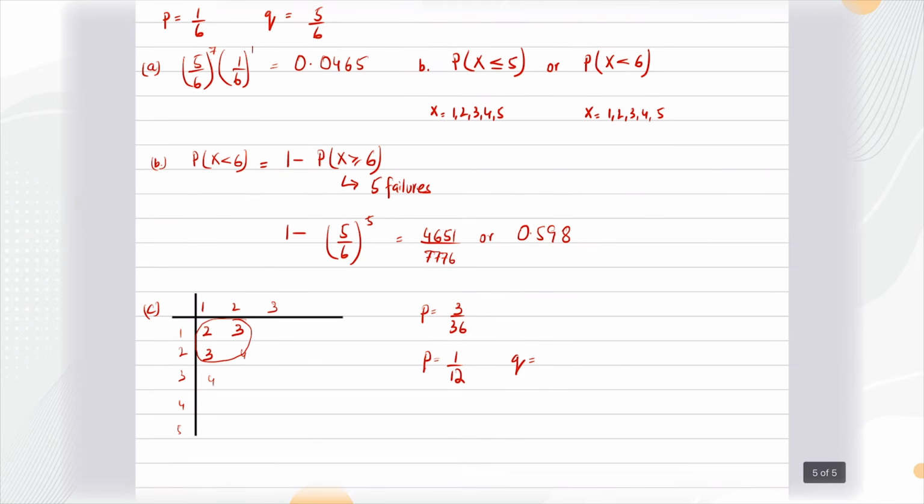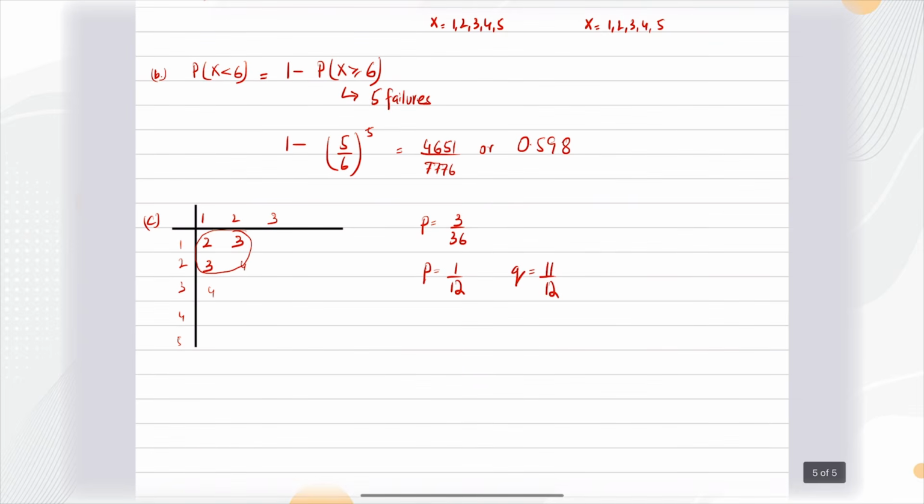Okay. So what's the probability of q? The probability of q is 11 upon 12. Okay. Now, x belongs to a binomial distribution where the number of trials is 10 and the probability of success is 1 upon 12. Okay. And let's write it down.